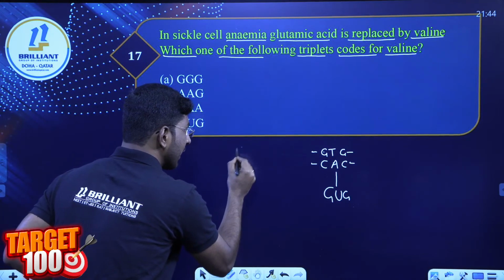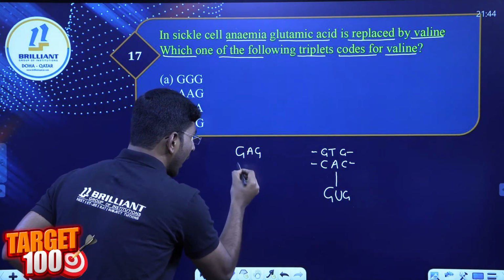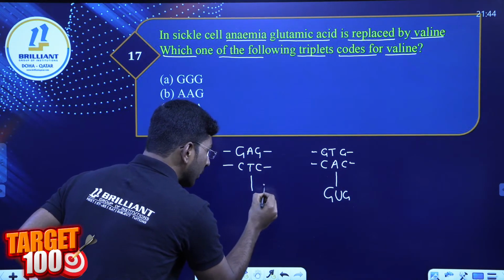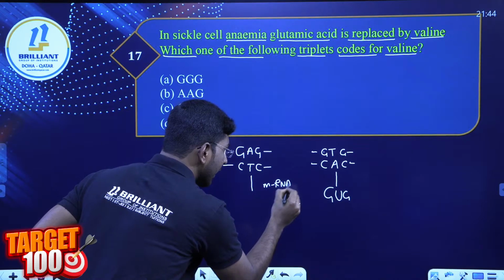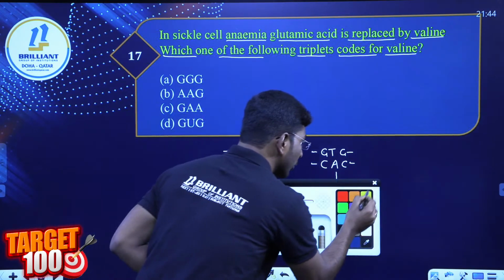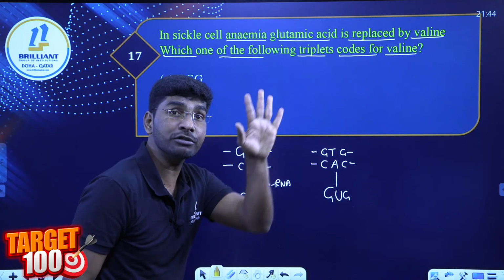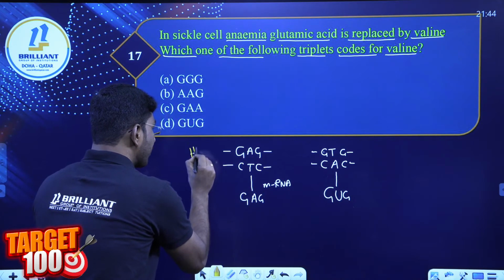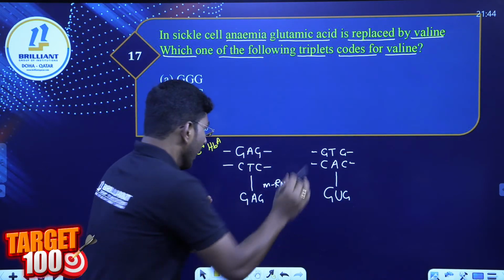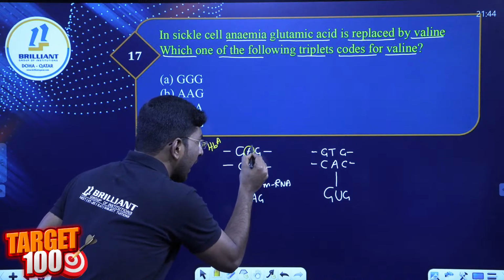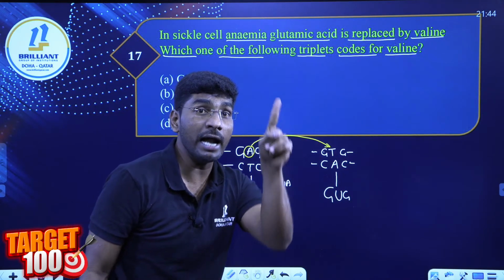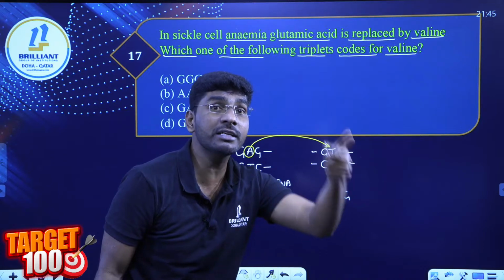What is the normal one? Let me write here G A G, and what is the template one here? C T C. And what is the normal mRNA codon? Normal mRNA codon, I can write G A G. What happened? Carefully look at here. 6th place, glutamic acid. This is a normal HbA person hemoglobin gene. This A is mutated to T, my dear student, this is important. A, adenine, is mutated to thymine T.